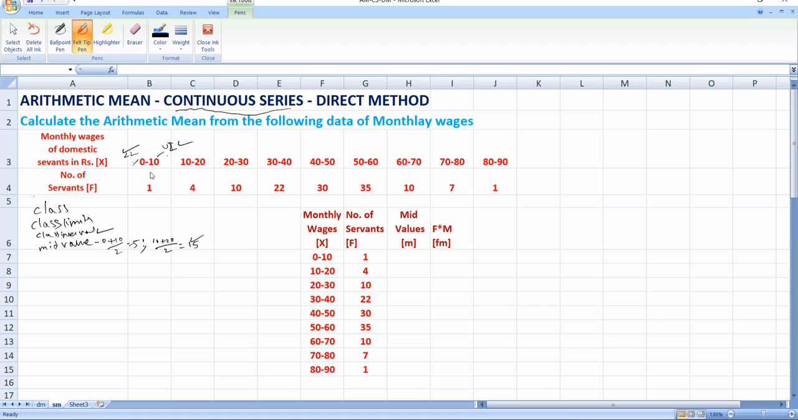In this example, 0 is lower limit, 10 is lower limit, 20 is lower limit, 30 is lower limit, 40 is lower limit. In the same way, 10 is the upper limit, 20 is the upper limit, 30 is the upper limit.